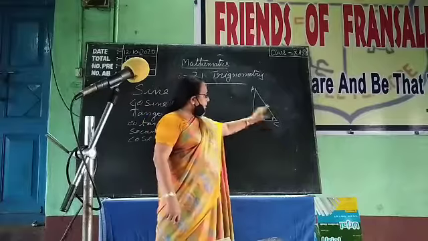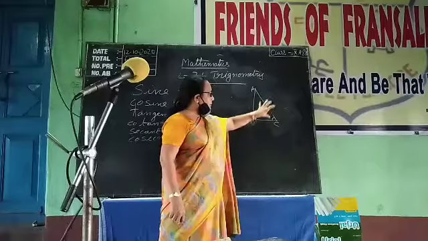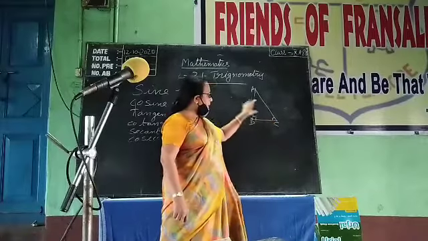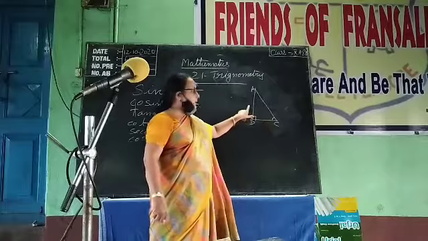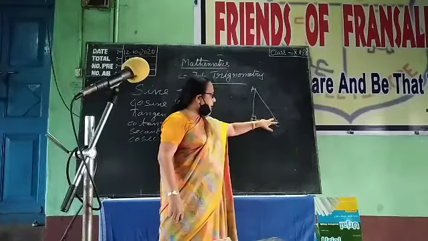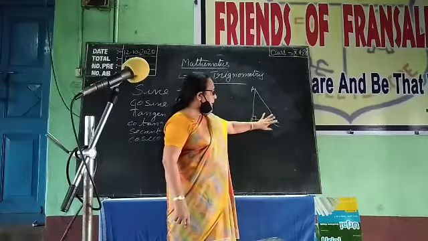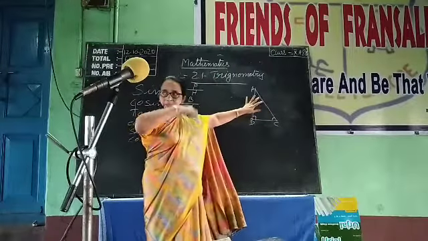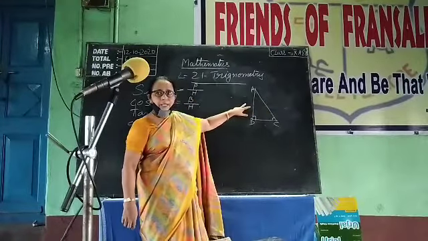So sin C is AB divided by AC, cos C is BC divided by AC, tan C is AB divided by BC, cot C is BC divided by AB, then secant C is AC divided by BC, and cosecant C is AC divided by AB. Can you see the board, Sachin and H1?